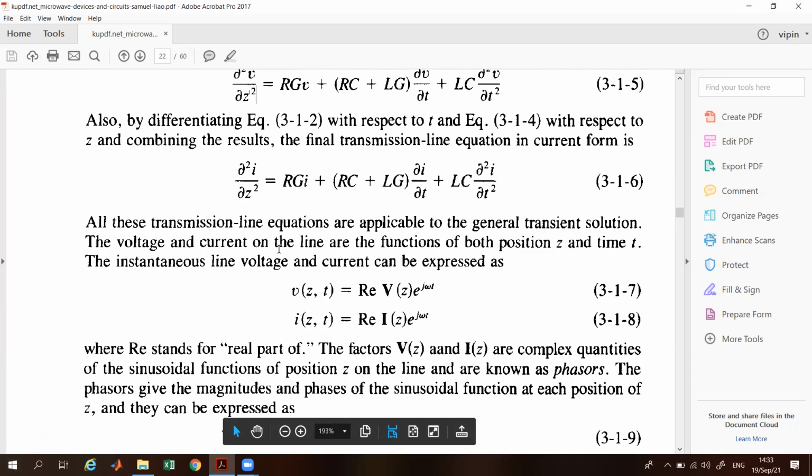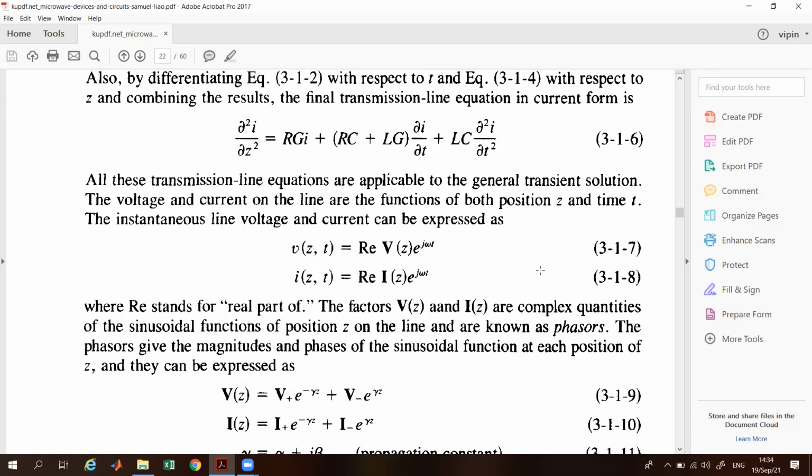The voltage and current on the line are functions of both z and t. So if we consider that the instantaneous line voltage and current are V(z,t) = Re[V(z) e^(jωt)] and I(z,t) = Re[I(z) e^(jωt)]. Why are we using the real part here? Because we are using complex numbers. When we are talking about voltage and current, we are interested in the real part of them only.